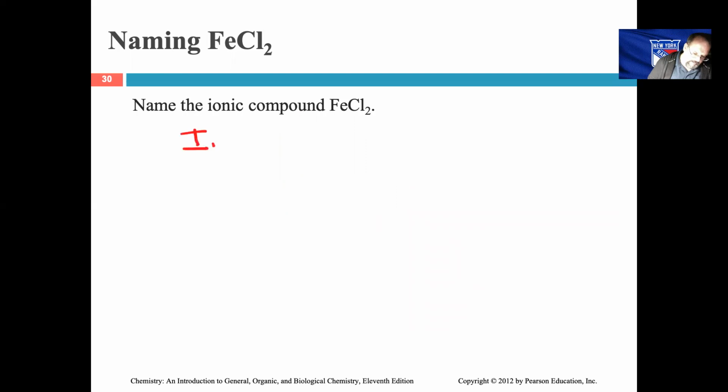Fe is the chemical symbol for iron. Iron is part of the B group metals. So in the name, we're going to have to indicate the charge. We don't know what it is yet. And then Cl, of course, is chlorine, but the anion name would be chloride. So this would be iron something chloride.